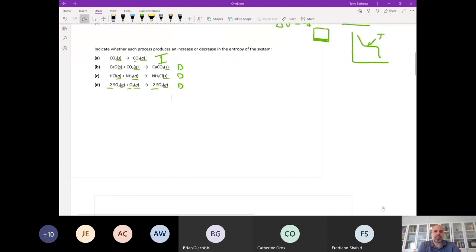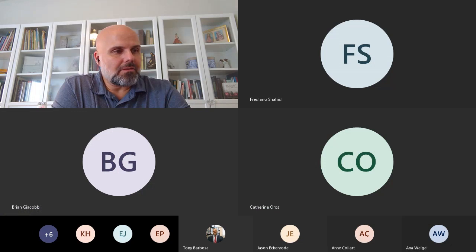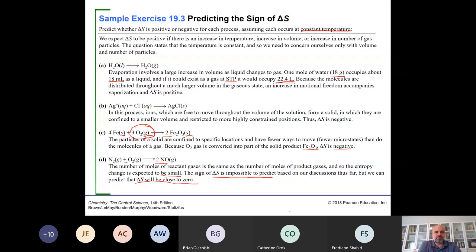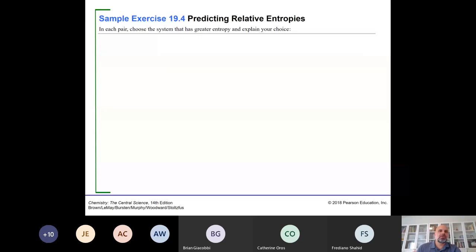So let's go back to the presentation. If you have any questions, just pop it in the box there. All right. Let's go through another sample problem. It's predicting the relative entropies. So in each pair, choose the system that has the greater entropy and explain your choice.